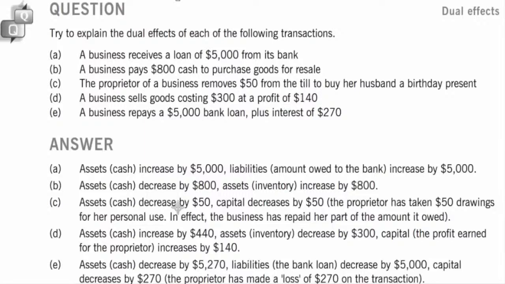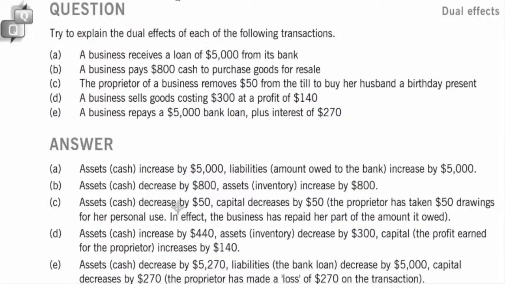This affects three accounts: cash, inventory, and capital (profit). Here's how each account is affected. 1. Assets: cash increased by $440 because the business receives this cash from the sale. 2. Assets: inventory decreased by $300 because the goods are no longer in the business. They've been sold. 3. Capital: profit increases by $140, which is the profit earned from the sale.